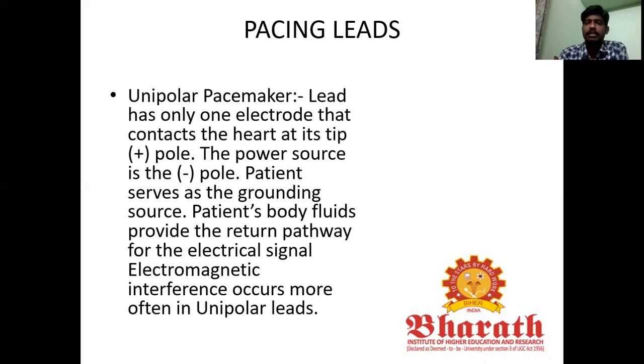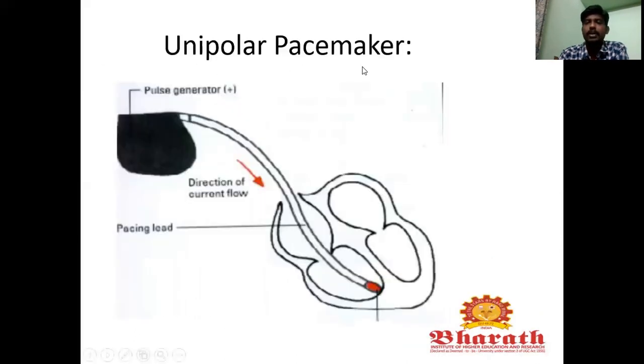First one is the unipolar pacemaker lead. It is the most common lead. This type of lead has only one electrode that contacts the heart, its tip the positive pole. The power source is the negative pole. The patient serves as grounding. Based on the patient's needs, the body fluids provide the return pathway for the electrical signal, and electromagnetic interference occurs more often in unipolar leads.